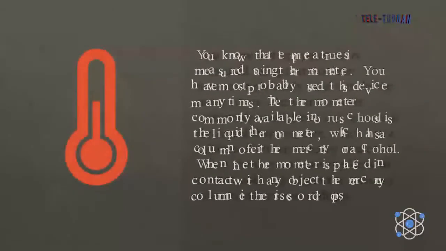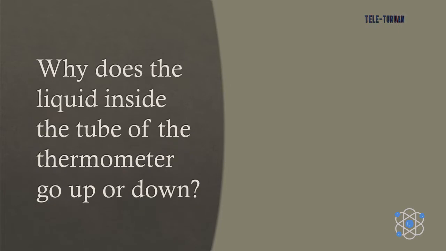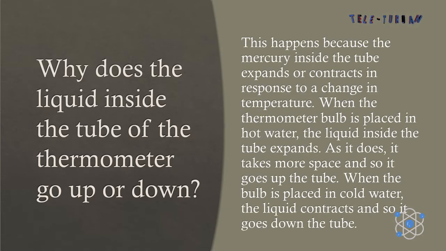You know that temperature is measured by the use of a thermometer. You have most probably used this device many times. The thermometers commonly available in our schools are liquid thermometers, which have a column of either mercury or alcohol. When the thermometer is placed in contact with any object, the liquid column either rises or drops. Now, why does the liquid inside the tube of the thermometer go up and down? This happens because the liquid inside the tube expands or contracts in response to a change in temperature.